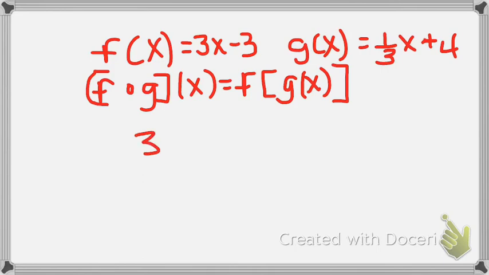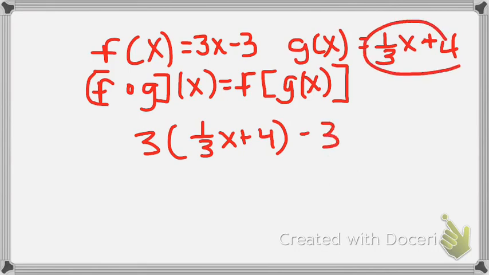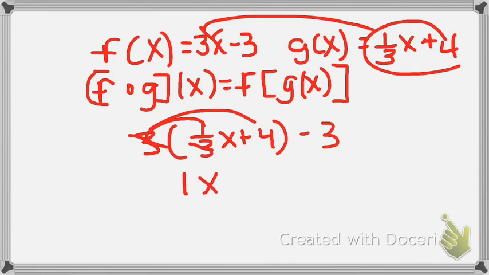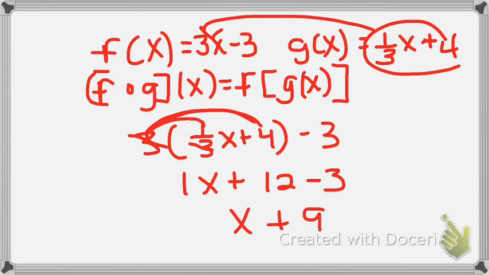So when I do that, I'm going to have 3 times 1/3 x plus 4, minus 3. Okay, so all I did there is I placed g of x in for x. I'm going to distribute. Now, again, that 3 is going to cancel, leaving you 1x, which is great. You're also going to have 3 times 4, so that's going to give you 12. And 12 minus 3 does not cancel out. And so we do not end up with y equal to x or f of x equal to x, however you want to say it. We end up with x plus 9. So this is indicative of them not being inverses of each other. Okay, just like we thought.